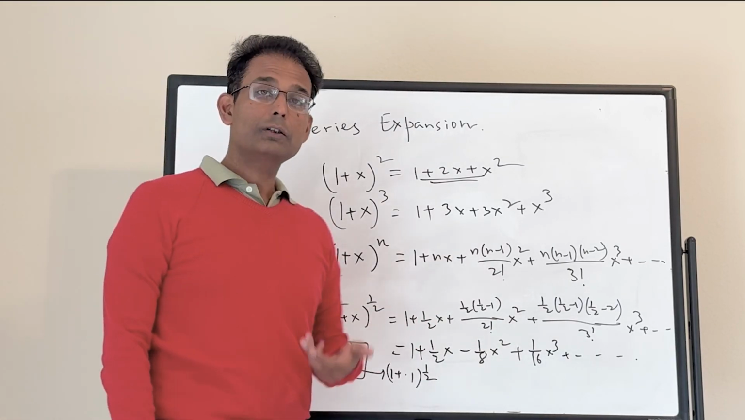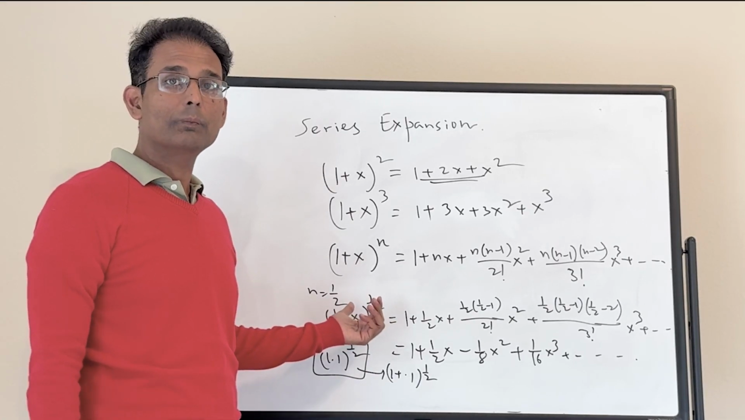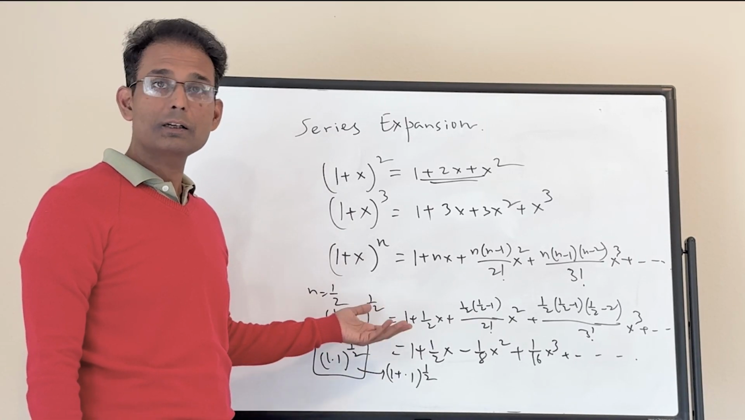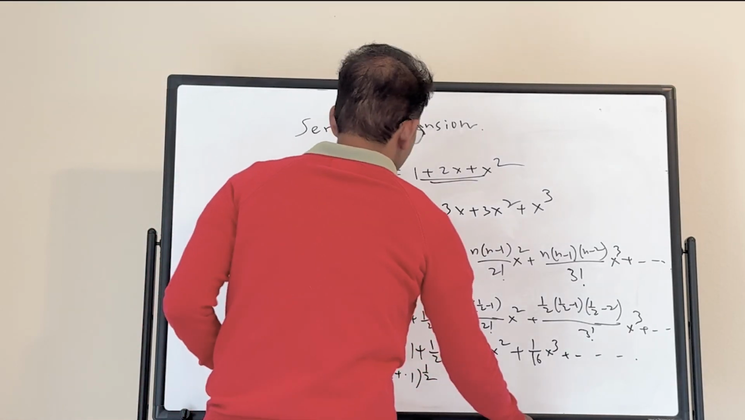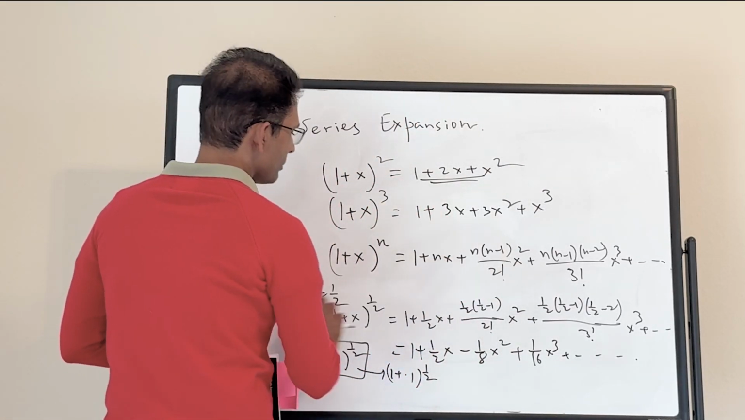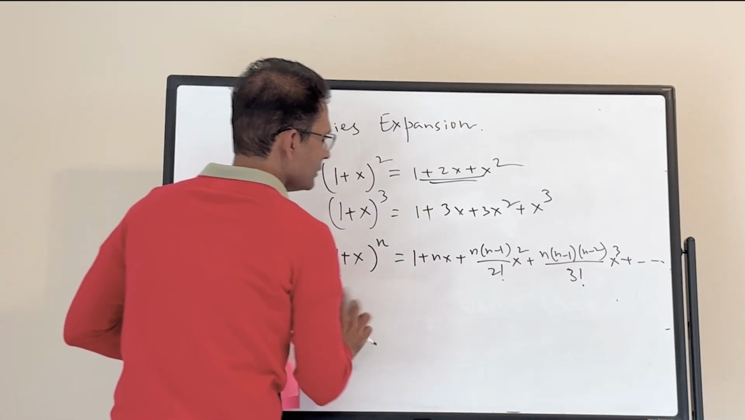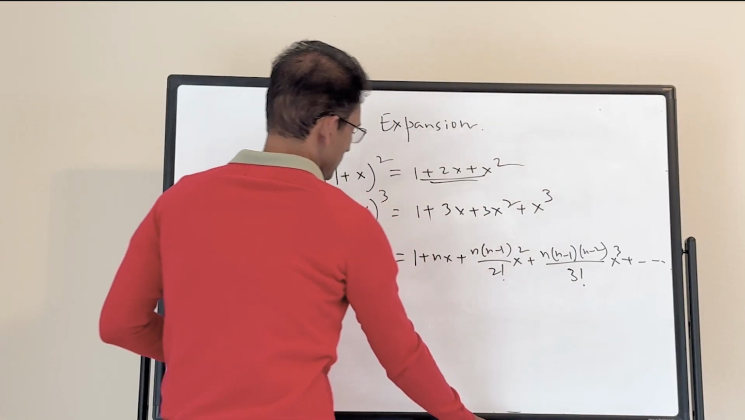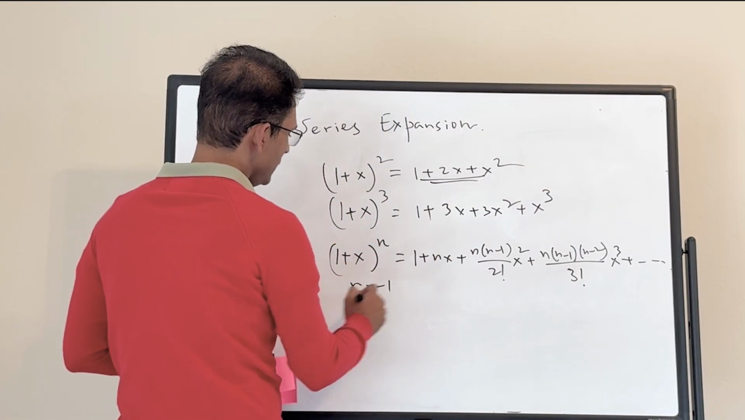And n doesn't have to be only an integer or a fraction, but n can also be a negative number. Let's try a negative number for n. This is our formula, this is our expression, and we will replace n with -1. So what happens when n is -1?